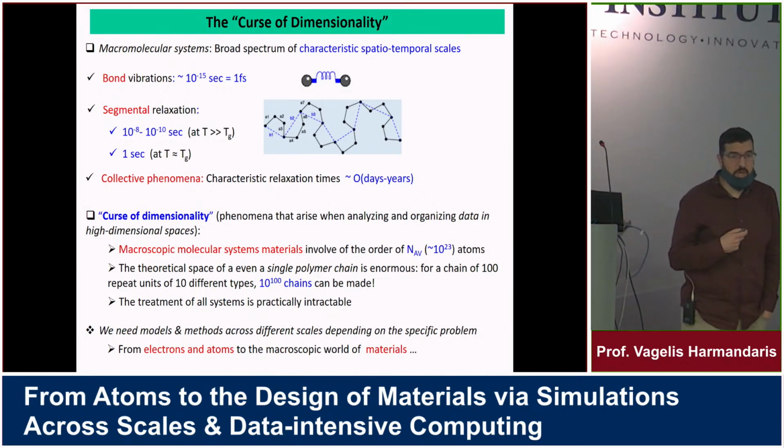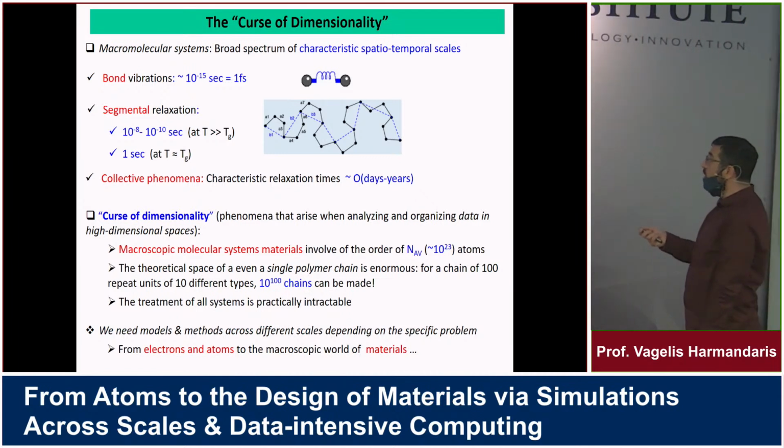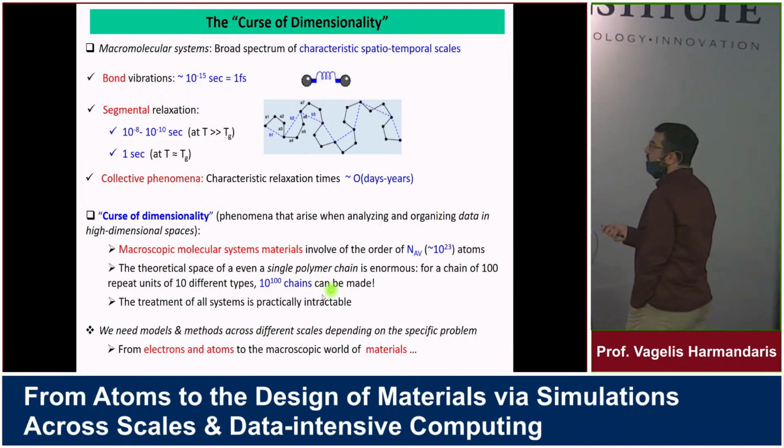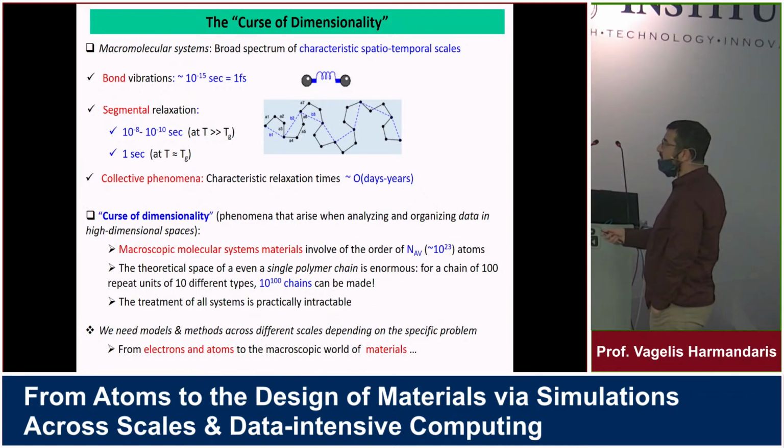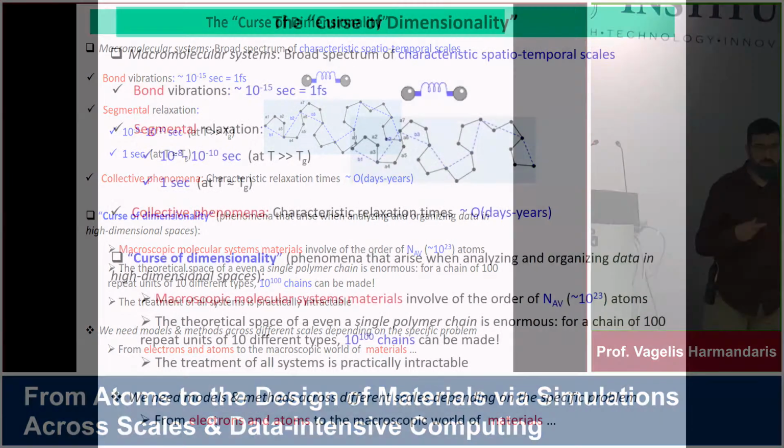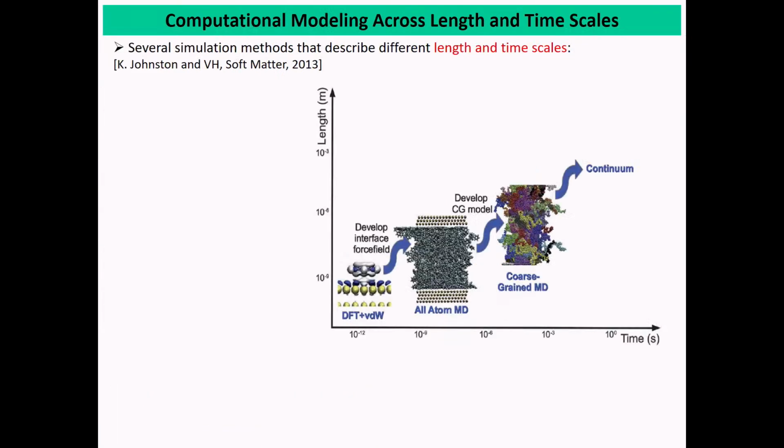Of course, we don't need to describe all the information for all the different problems. It depends on the specific problem and the question we want to understand. And this is the idea of going from electrons and atoms to the macroscopic world of materials, and this is exactly what we typically call hierarchical or multi-scale computational modeling.